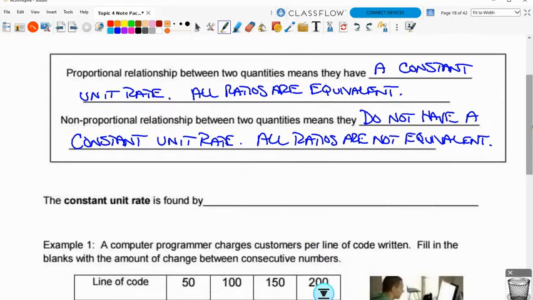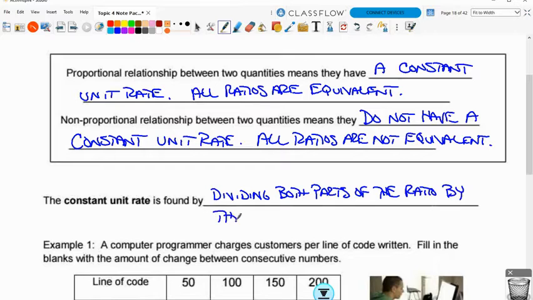And the constant unit rate, how do you find that? Well, you find that by dividing both parts of the ratio by the denominator. Whatever the value of the denominator is, divide both parts of the ratio by that denominator. That will get you to a unit rate. Remember that your unit rate is always some value over 1. Your denominator needs to be a 1 in a unit rate.